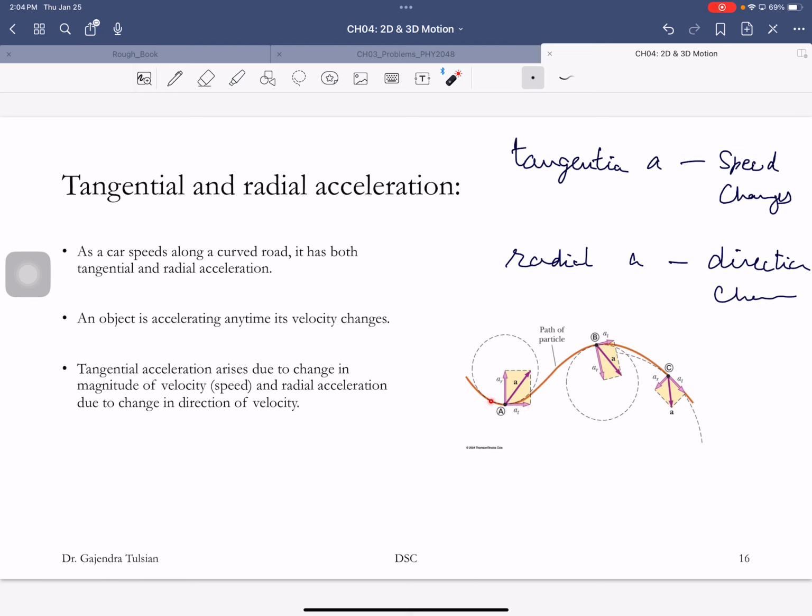And when would you have a radial acceleration? Whenever the road curves. Would you have radial acceleration when you're driving on a straightaway? No, because then the direction is not changing. The only thing you could have is tangential acceleration, if your speed was changing. All right, so those are the two accelerations. Do you guys understand that?